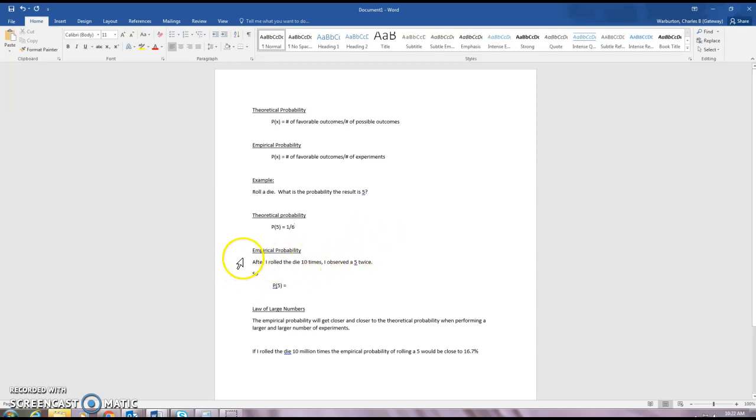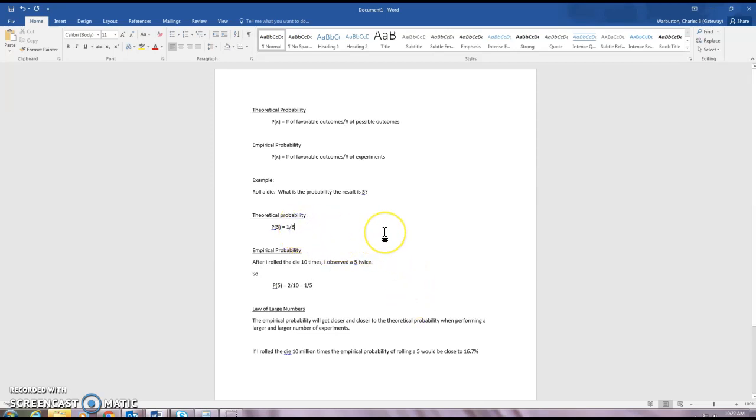However, for empirical probability, you actually roll the die. So if I roll a die 10 times, perhaps I might observe a 5 twice. So the probability of rolling a 5 would be I observed a 5 twice out of 10 rolls. Well, 2 out of 10 is the same thing as 1 out of 5 when I reduce it.